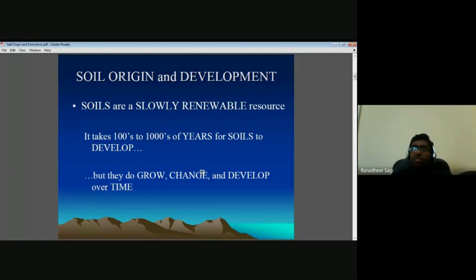Because you cannot have the material getting decomposed. The material remains there, but what happens is that the way that material was earlier would get transformed over time into some other characteristics; however, the material remains there. And it takes hundreds to thousands of years for soils to develop. In order to have a small centimeter layer of soil formation, it takes minimally hundreds to thousands of years. But they do grow, change, and develop over time.